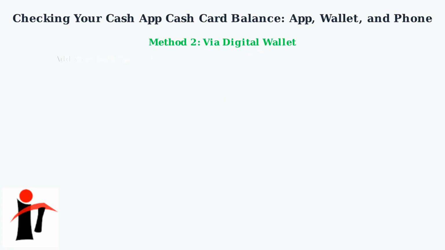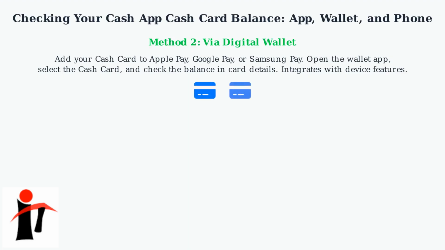The second method is via a digital wallet. Add your Cash Card to Apple Pay, Google Pay, or Samsung Pay. Open the wallet app on your device, select the Cash Card, and check the balance in the card details. This integrates with features like Siri or Google Assistant for voice-activated checks.